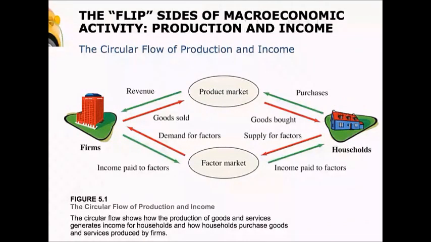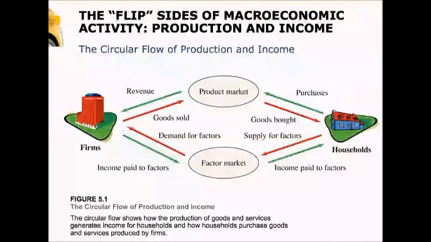Now, what do households do? Households buy goods and services, and these are purchases. They purchase them in the product market. In the product market, goods and services are sold by firms. So they sell goods and they receive revenue for it. Households buy goods and they give money for it. So in the product market, we're going to have the exchange of goods and services, and money or income flows from households to firms.